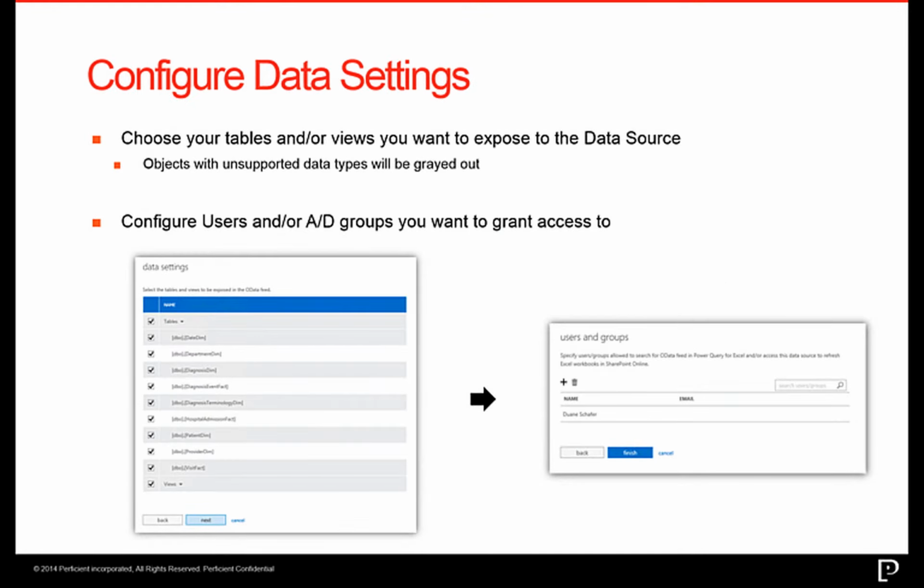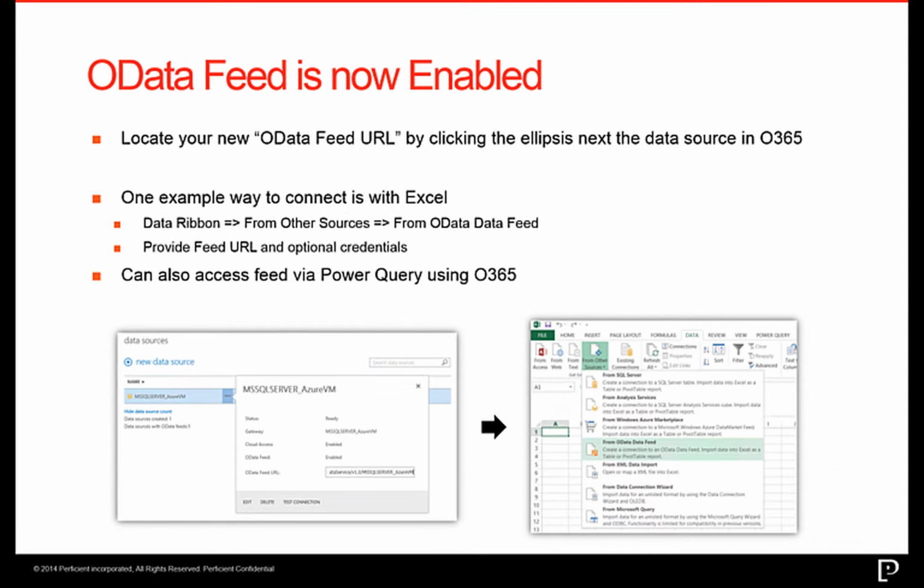The last couple things we want to do is choose which tables and/or views we'd like to expose via our data source, and then configure which users or Active Directory groups will have access to use the data source to connect to the underlying data. So that was quite a few steps, but at this point in time we should have our data management gateway up and running, our data source should be configured correctly, and our OData feed should be active.